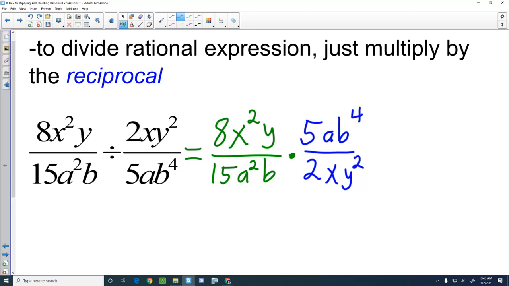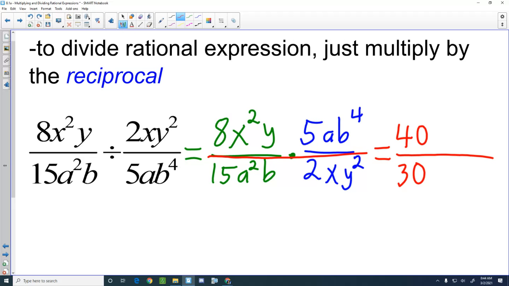Now it's a multiplication problem. So start by just making it one entire fraction. And I'm going to multiply coefficients together. So first in the numerator, 8 times 5 is 40. In the bottom, 15 times 2 is 30. And we'll be able to simplify that in a moment.